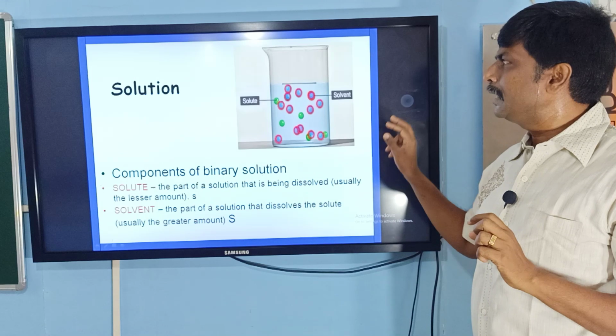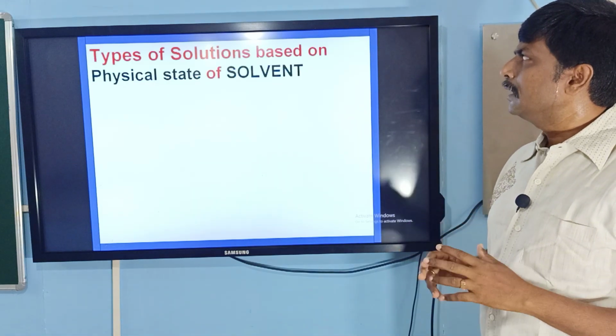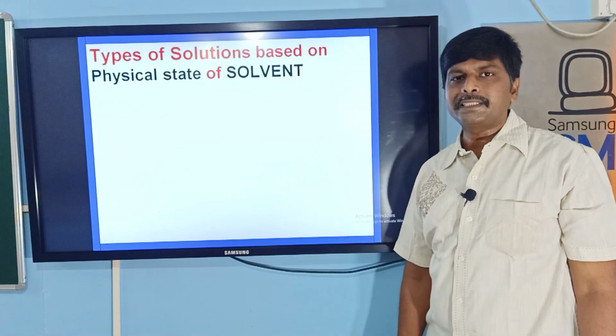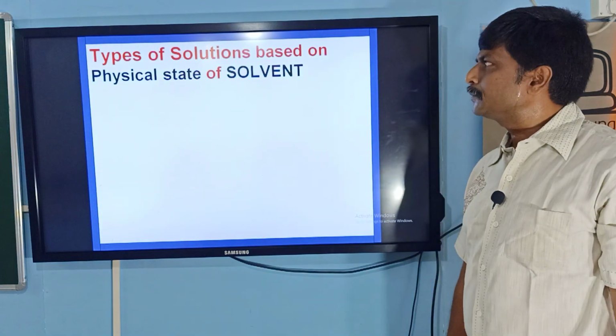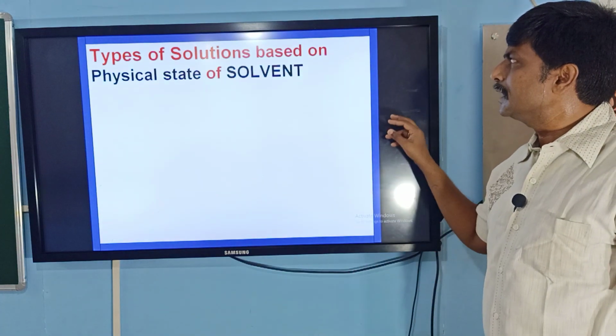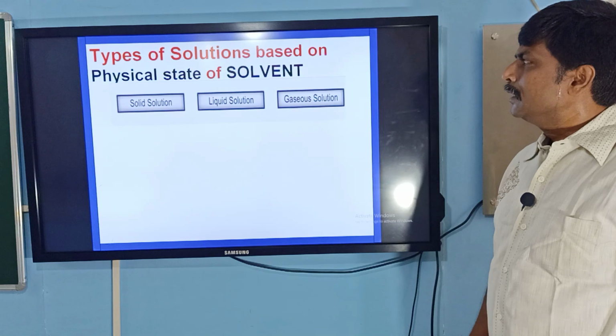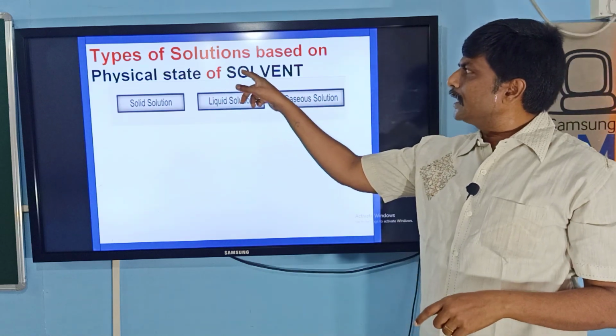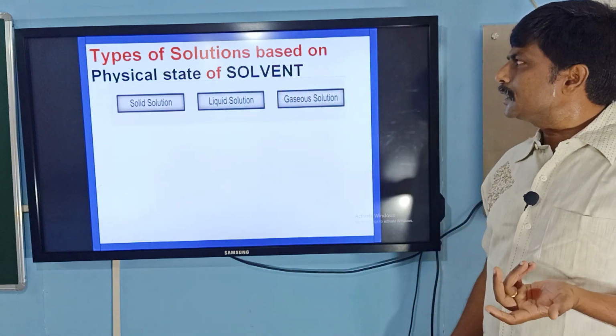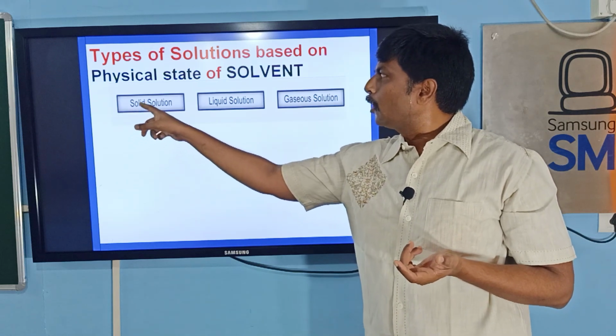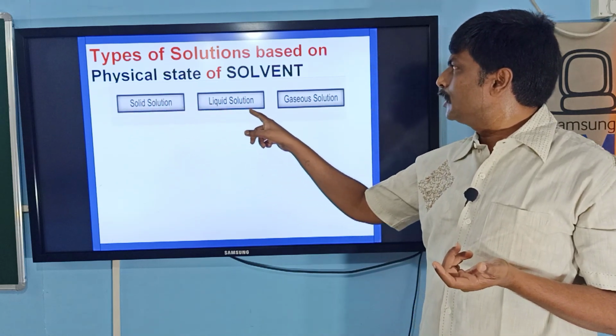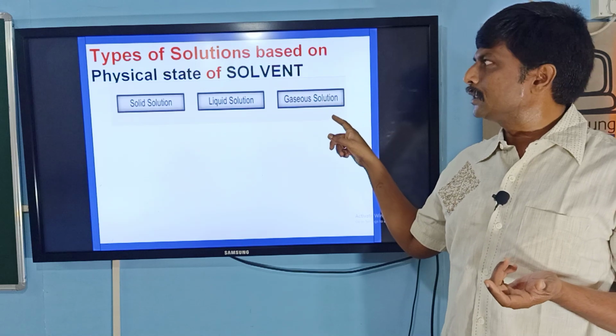It is a binary solution. Next one, types of solutions based on physical state of solvent. So based on physical state of solvent, solutions are classified into 3 types: solid solution, liquid solution and gaseous solution.